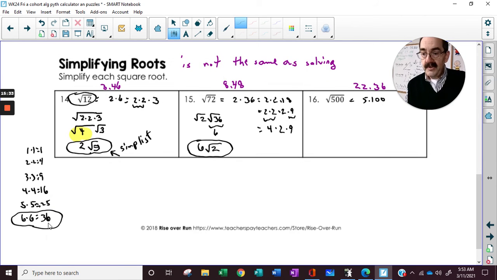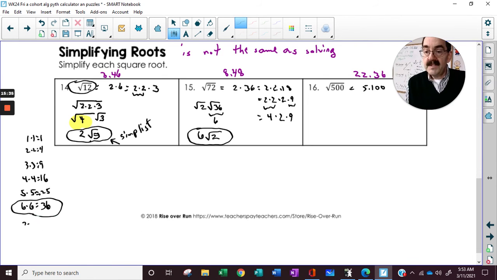Hey, let's continue this. 7 times 7 is 49. 8 times 8, 64. 9 times 9, 81. 10 times 10, 100. Our perfect squares.